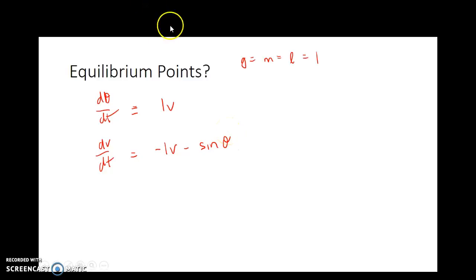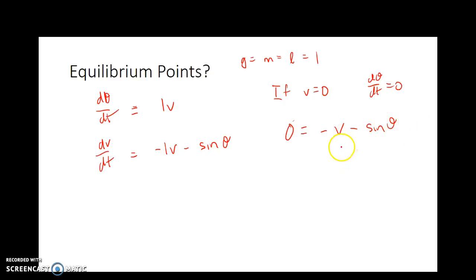Okay, so now this just makes it a little simpler to think about equilibrium points. So first of all, under what condition will the first or second equation have a rate of change of 0? Well, it's pretty easy to see that if v equals 0, then d theta dt is equal to 0. There's no change. Okay, so if there's no initial velocity, then there is going to be no change in the angle. However, what will keep us from having a change in velocity is dv dt will equal 0 whenever negative v minus sine of theta is equal to 0.